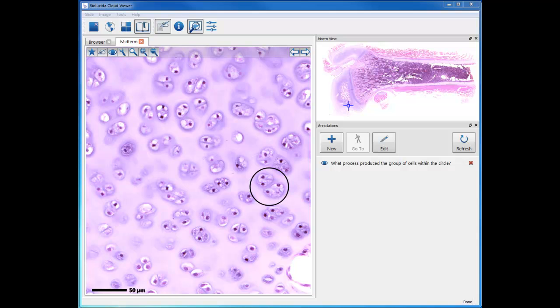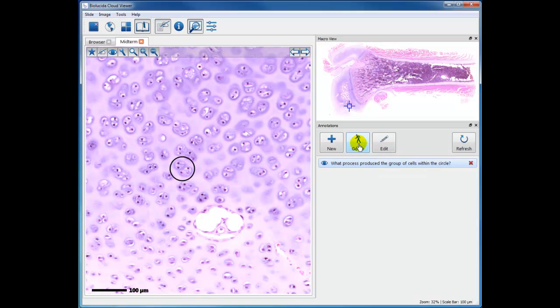this question. So the first thing you need to do is to click on the question in the BioLucida window and click Go To make sure that you are seeing exactly the way we set it up when we made the question. And then the question said, what process produced the group of cells within the circle?